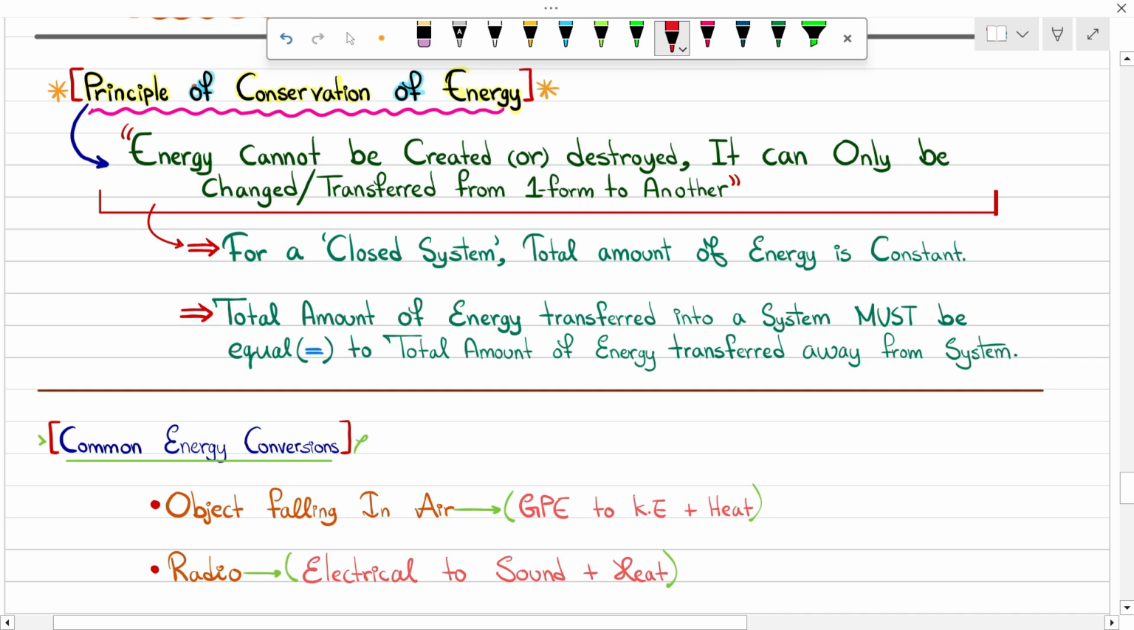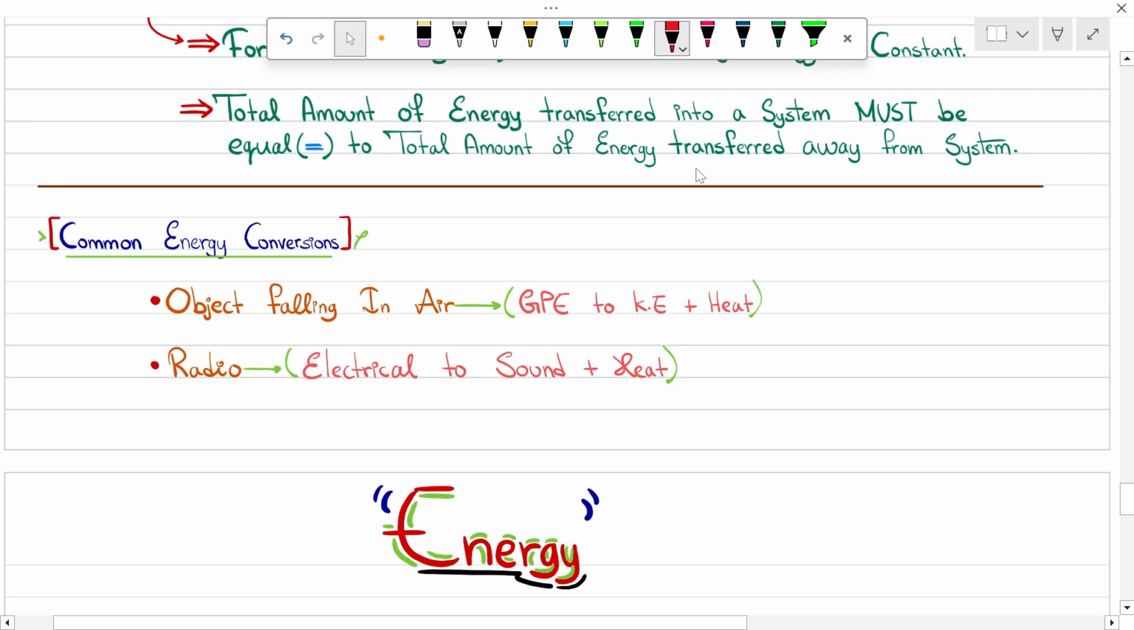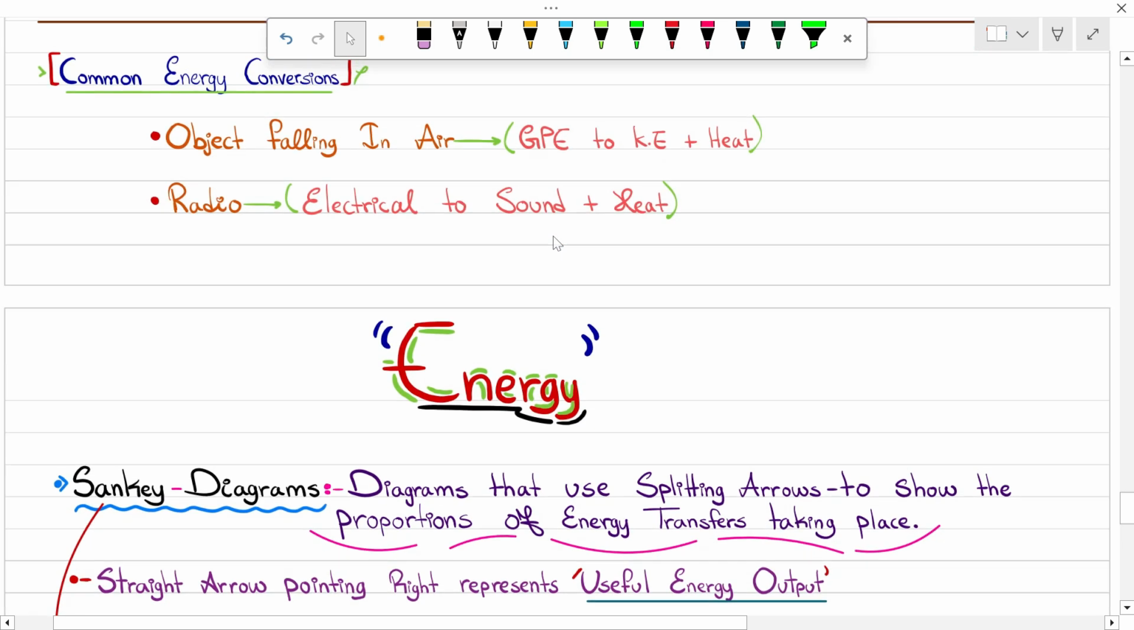Coming to the principle of conservation of energy, which states that energy cannot be created or destroyed, it can only be changed or transferred from one form to another. So energy is always conserved. It cannot be created, it cannot be destroyed. It's always there. It can only change its state from one form to another. Common energy conversions are, for example, when an object is falling in air, it's transferring its store from GPE to kinetic, or in a radio, electrical to sound and heat.